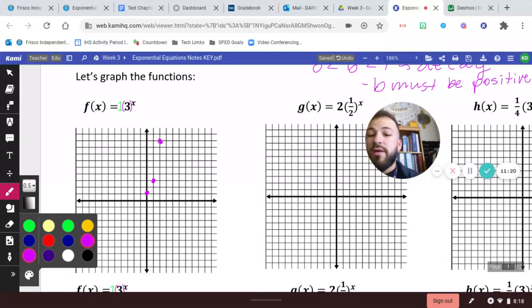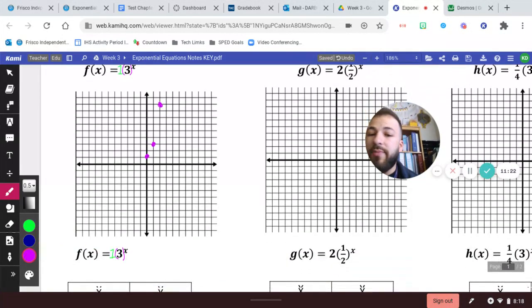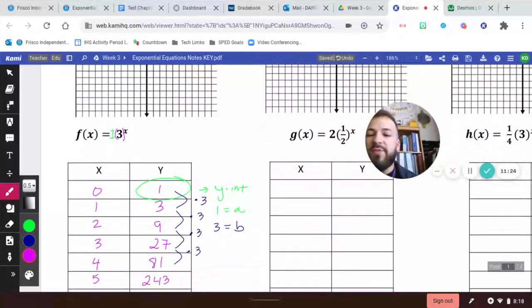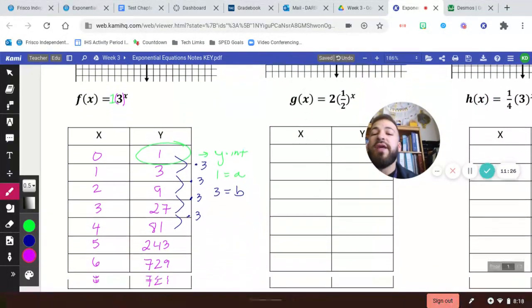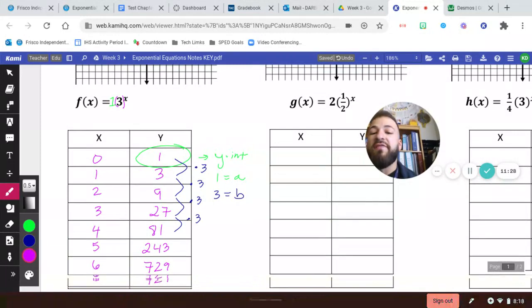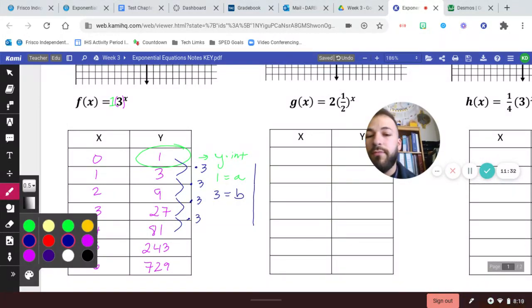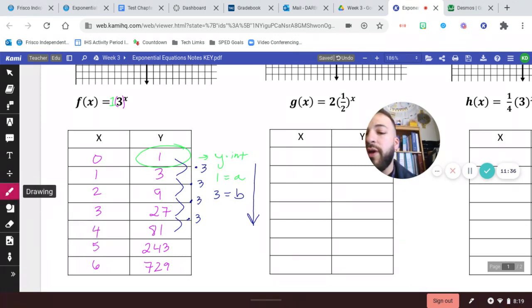Okay. So the last thing we need to talk about is what's going to happen if we go the other way. So think about it. If going this way, I am multiplying by 3. To go the other way in my table, I would have to divide by 3.